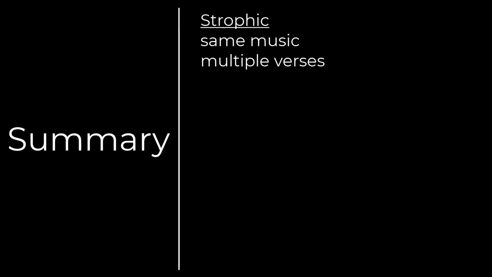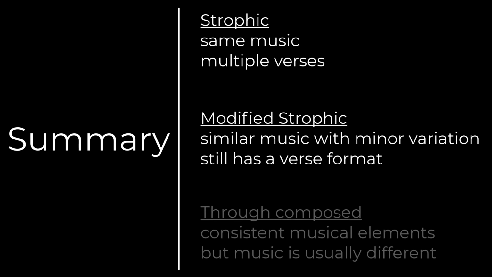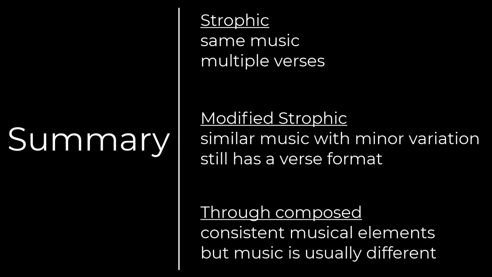To summarise, strophic form uses the same music in multiple verses, modified strophic form uses similar music with minor variation but still maintains a verse format, and through-composed form has music that is almost always different.